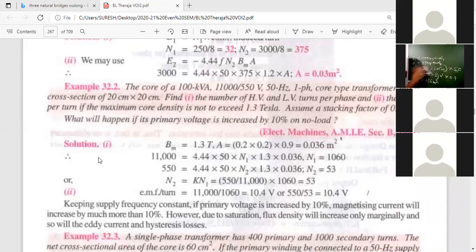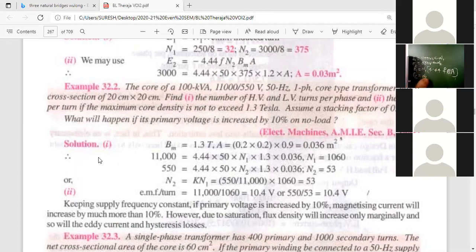Now I will determine N1 and N2. We know the formula for E1. E1 is equal to N1 into 4.44 FBA. We know E1, F, B and A. All are known except N1. Frequency is 50. B is 1.3. A is 0.036. Substitute all the values, you will get N1.